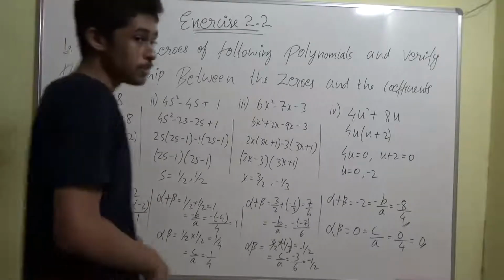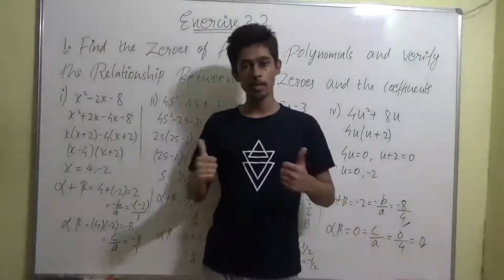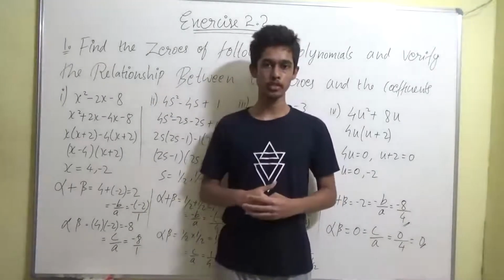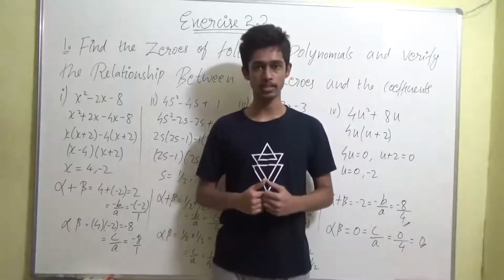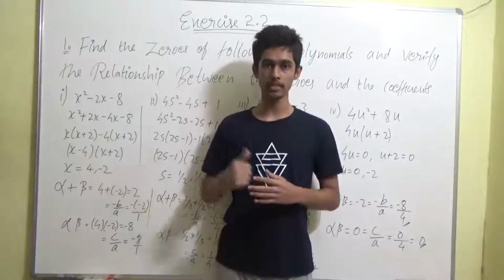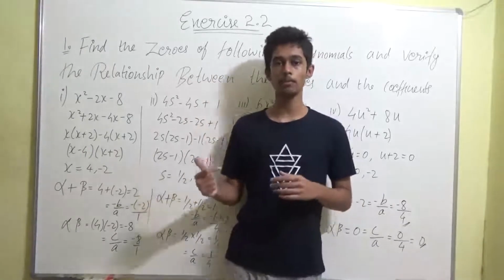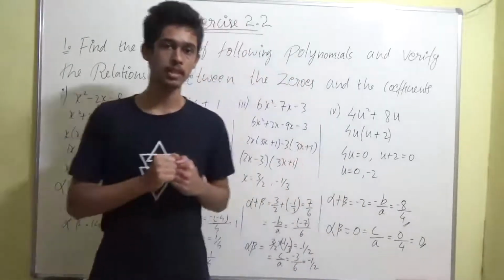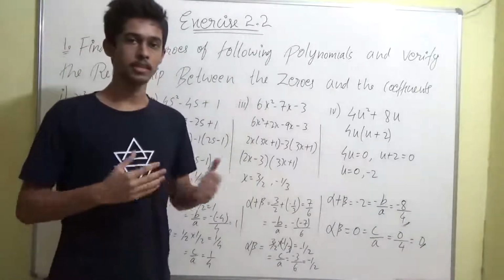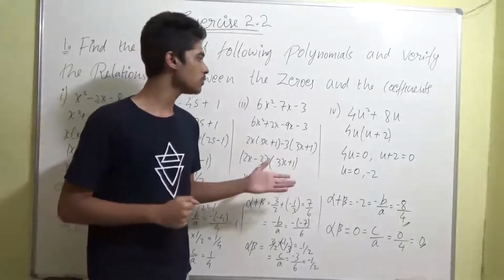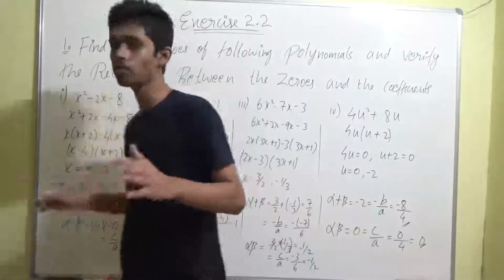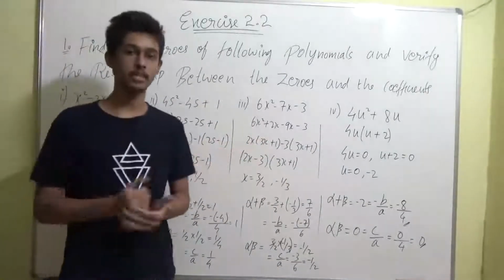So hello guys, welcome to the fourth lecture of the chapter Polynomial. After studying the relationship between zeros and the coefficient of the polynomial in the previous lectures, now we are going to go ahead and try to solve the exercise 2.2 of this chapter, which is going to be based upon the same topic which we learned in the last class, that is the zeros of the polynomial and the coefficients and their relationship. So now, this exercise, the first question is about finding the zeros and then verifying the relationship guys.